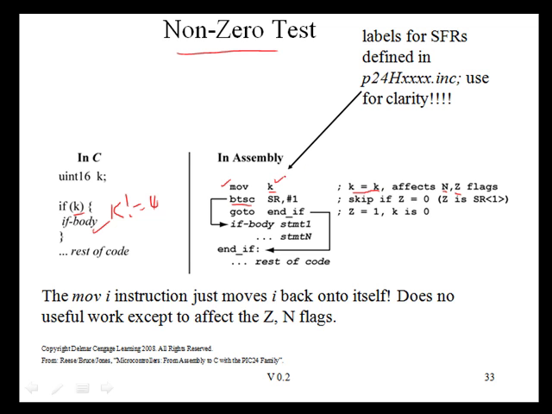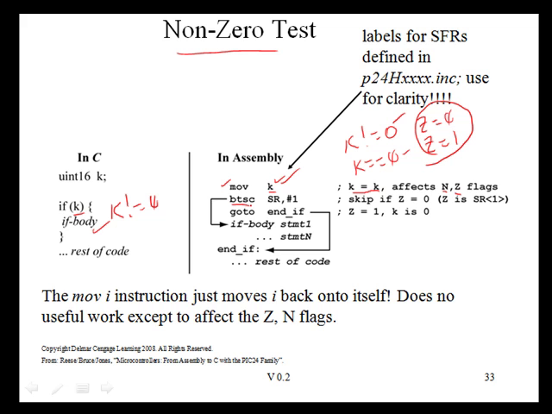What we're doing is testing the value of this 16-bit operand. If K is not equal to 0, then after this move instruction, the Z flag will be 0. However, if K is 0, then the Z flag will be set to a 1. So after we do this instruction, we can test the value of the Z flag and know if K was non-zero or 0.